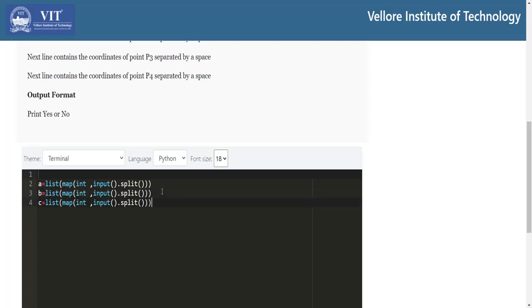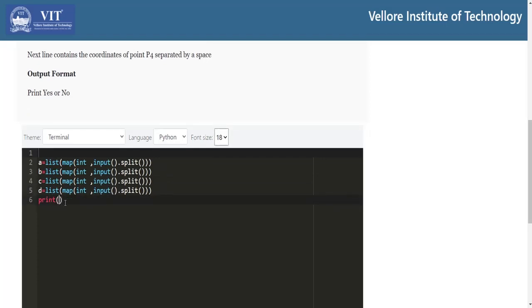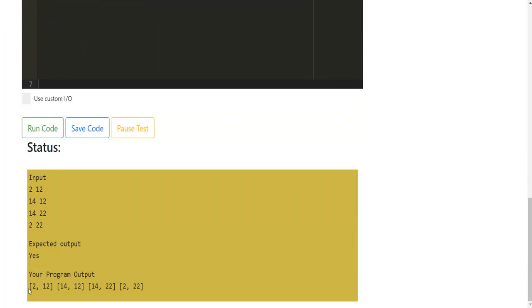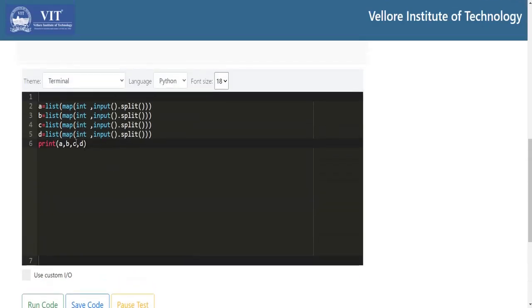Now C, now for D. Now let's see what points we have got so far: A, B, C, D. These are the 4 points that we have got, and these 4 points have been converted to a list: 2, 12, 14, 12, 14, 22, 2, 22. Now we have to check whether these 4 points can form a rectangle or not.